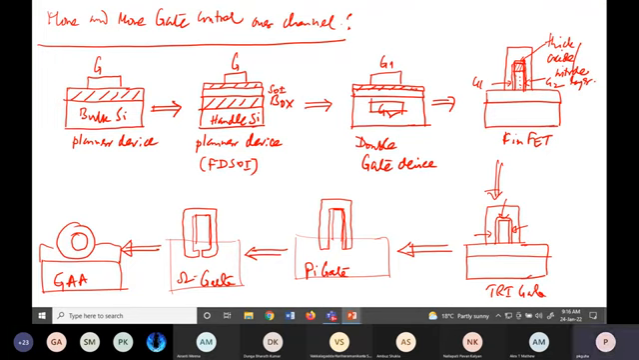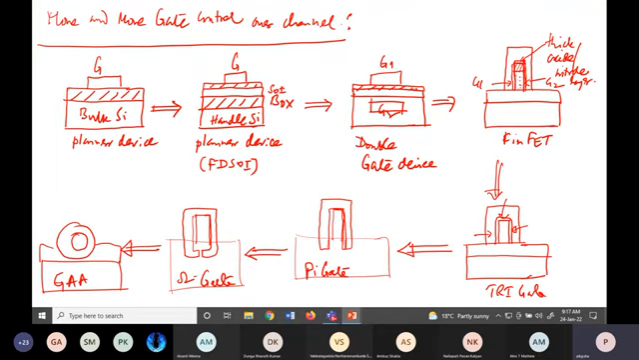So we will be able to manage the subthreshold slope if we have more gate control compared to planar FET. So that will reduce the leakage current. So that's the motivation.